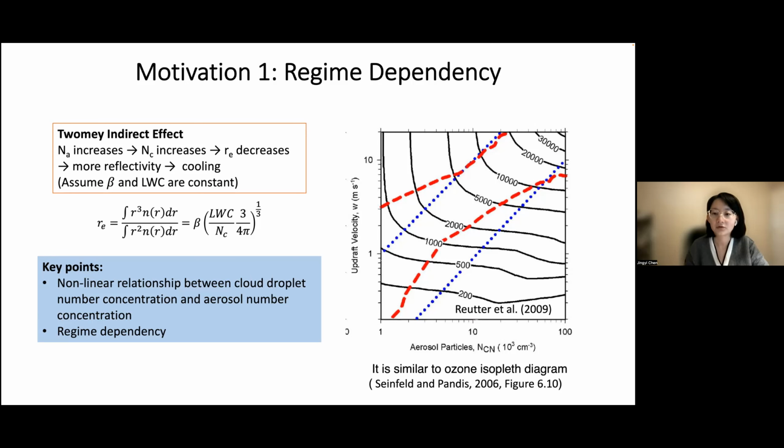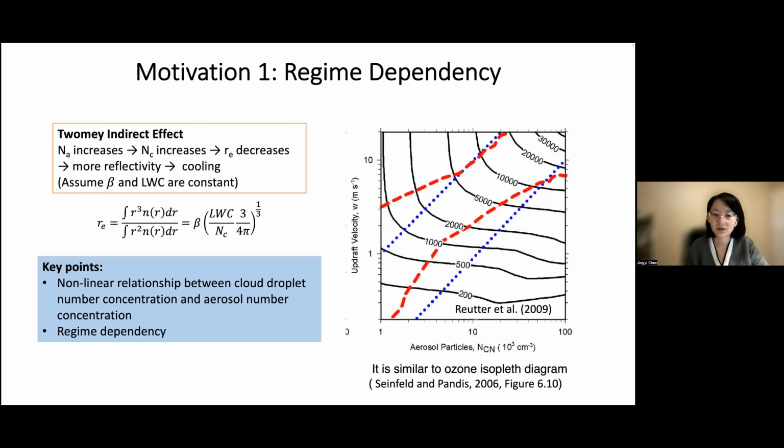Reutter et al. in 2009 conducted a regime classification, shown in the right figure. Here it is the vertical velocity versus the aerosol number concentration, and the black contour lines show the cloud droplet number concentration. The blue and the red lines classify the diagram into three regimes.